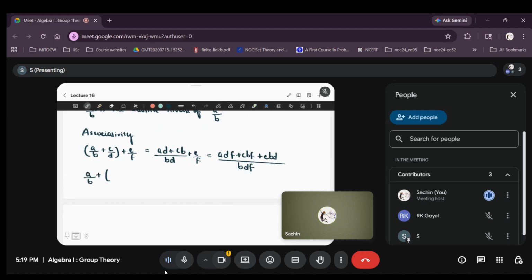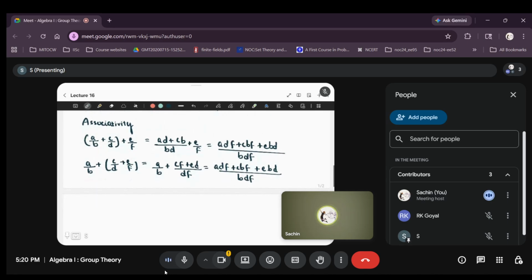And a by b plus c by d plus e by f is equal to a by b plus cf plus ed by df, which is equal to adf plus bcf, which can also be written as cbf, plus bed, which can also be written as ebd, by bdf. These two are equal, so addition is associative.